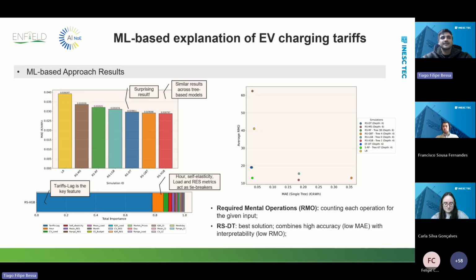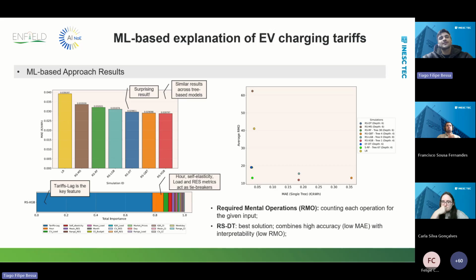What was a surprise was that the decision tree, theoretically the simplest algorithm, also had a pretty similar result, meaning that now we could have a model that could approximate the results of the optimization, was faithful to the optimization, and it was also interpretable. You can directly extract the decision-making process.